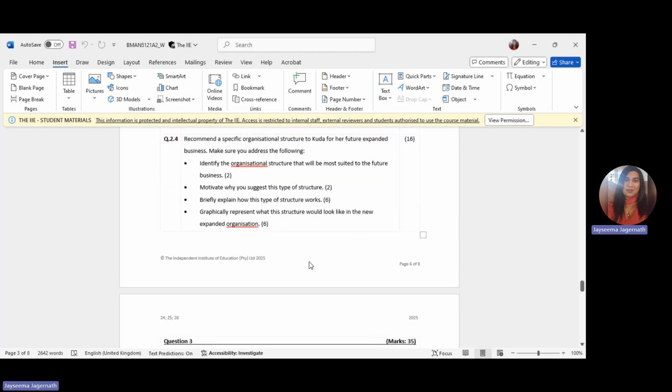Remember, when you're drawing it, you can use one from your textbook, you can recreate it, but make sure that you link it to the case study. So where you have CEO, for example, you're going to put Kuda and so on. Okay.